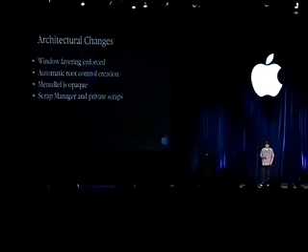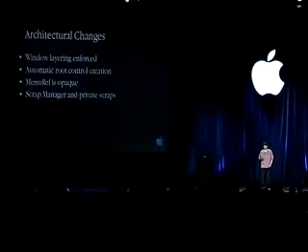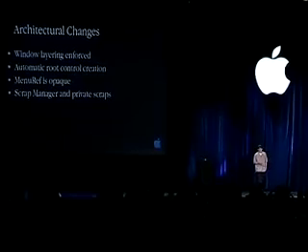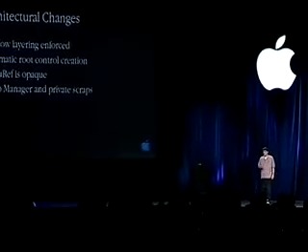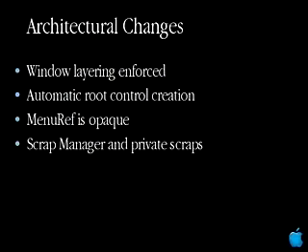I want to approach this topic from a couple of different directions. The first one we're calling architectural changes. And the architectural changes have to do with stuff that you pretty much need to do in order to adopt Carbon, in order to carbonize your application. And those things include such things as the fact that window layering is now enforced. It's no longer optional. You can't choose to use it or not. You've pretty much got to live with it.